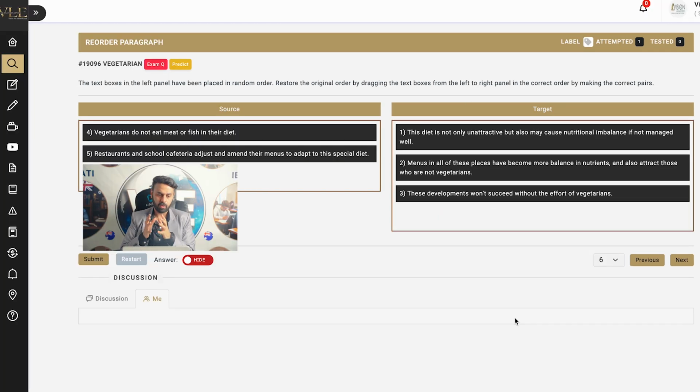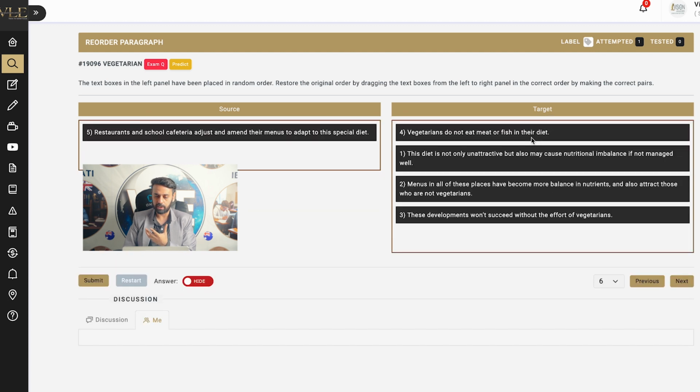Now let's read the number 4 sentence. Vegetarians do not eat meat or fish in their diet. So this looks like more of an independent, introductory sentence. Students are able to find the independent sentence, but they're not able to find the pairs. So once you find one independent sentence, try to create a pair with it. This looks like an independent sentence, so I'm going to keep it at the very top. Now if I see 4 and 1, does it make a pair? If I quickly read it, vegetarians do not eat meat or fish in their diet.